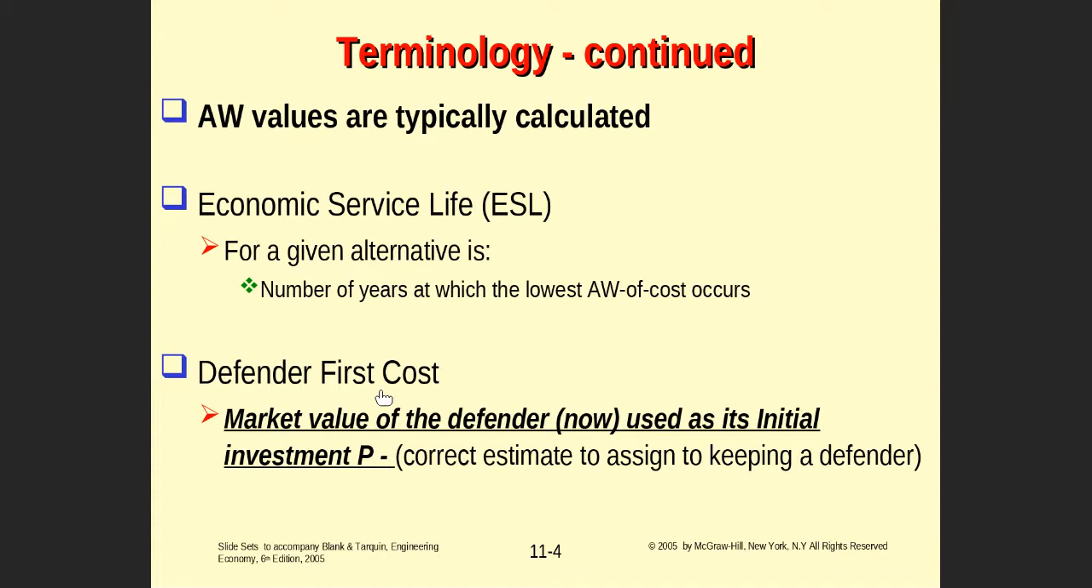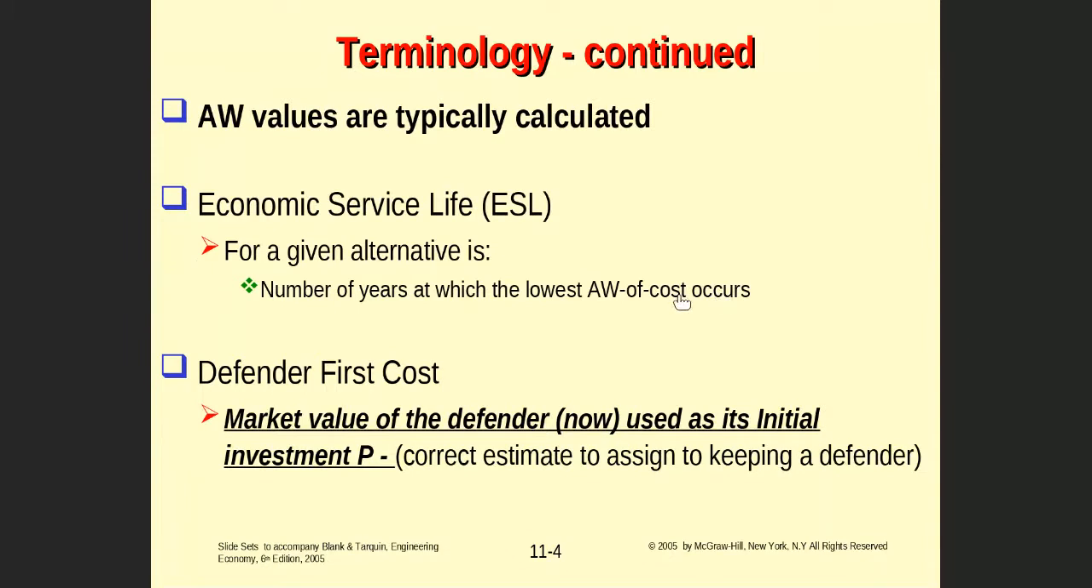But when we talk about methods, the economic service life is a terminology and it is a method, and we will implement an example to see how it looks like. The other method is the replacement study analysis itself. The economic service life is the number of years at which the lowest annual worth of cost occurs.